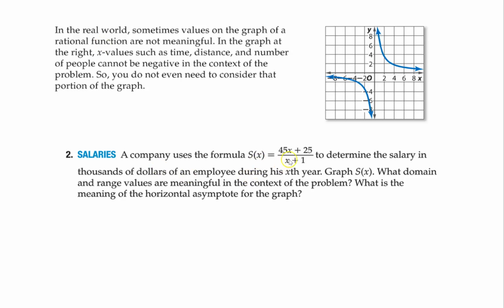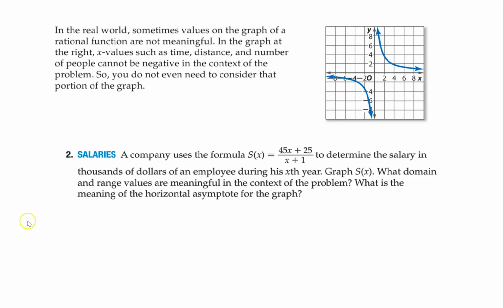A company uses the formula S of x equals (45x plus 25) over (x plus 1) to determine the salary, in thousands of dollars, of an employee during year x. So x is years. Graph S of x. What domain and range values are meaningful in the context of the problem? What is the meaning of the horizontal asymptote in this graph? So they want me to graph that.